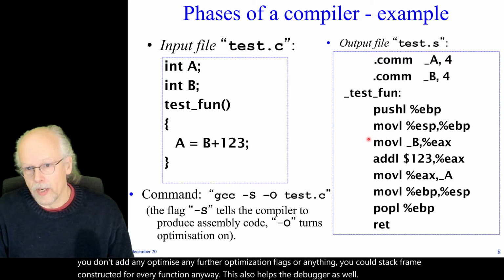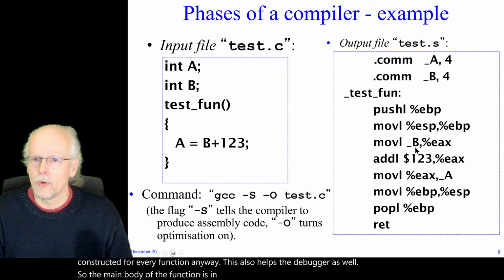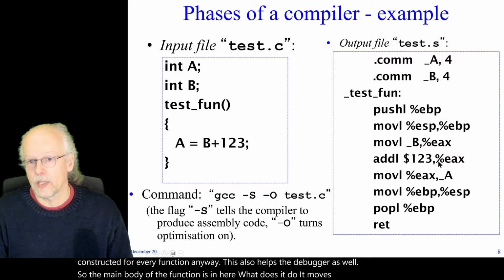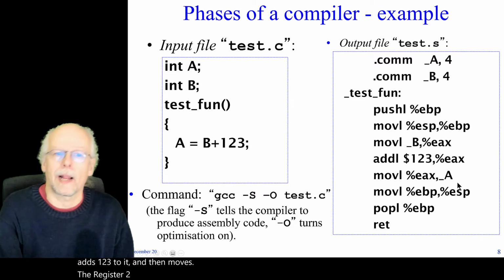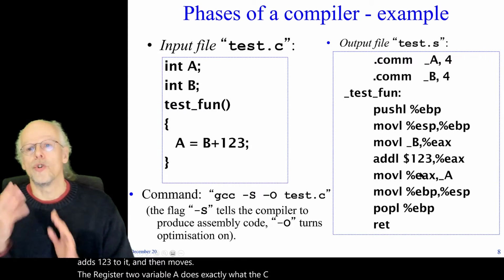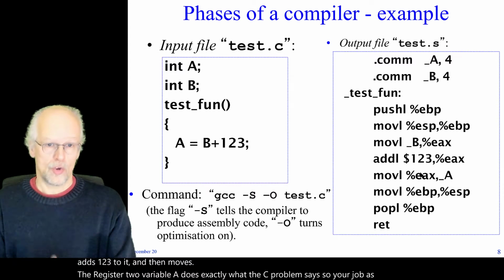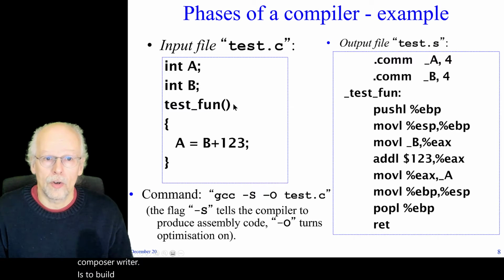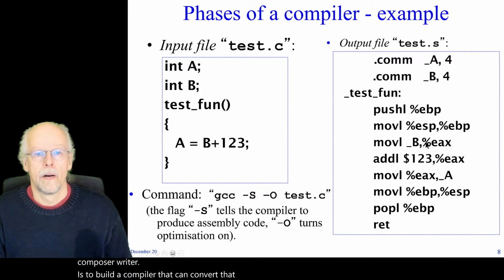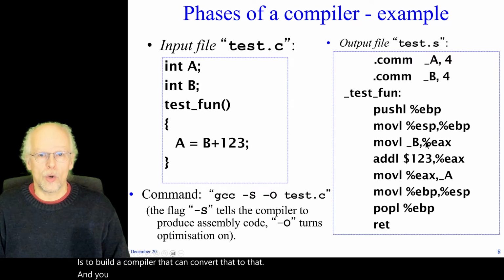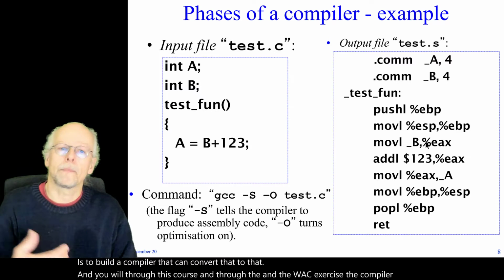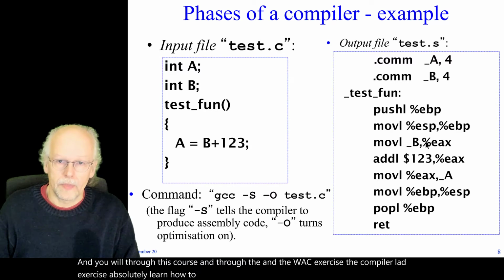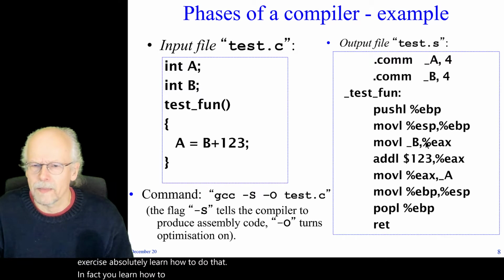So the main body of the function is in here. What does it do? It moves B into this register, adds 123 to it, and then moves the register to variable A. It does exactly what the C program says. So your job as a compiler writer is to build a compiler that can convert that to that. And you will, through this course and through the compiler lab exercise, absolutely learn how to do that. In fact, you'll learn how to compile much more complicated programs than this one.